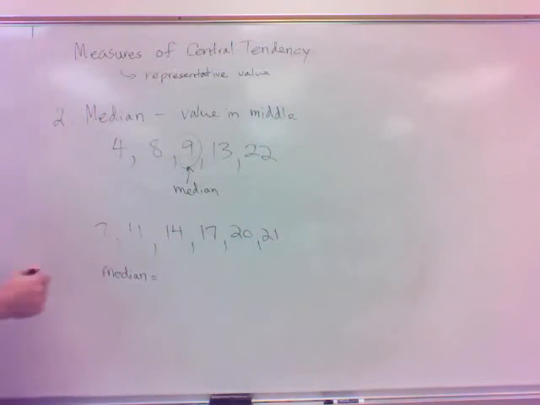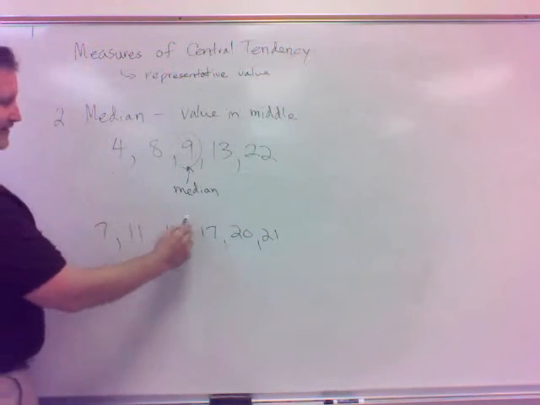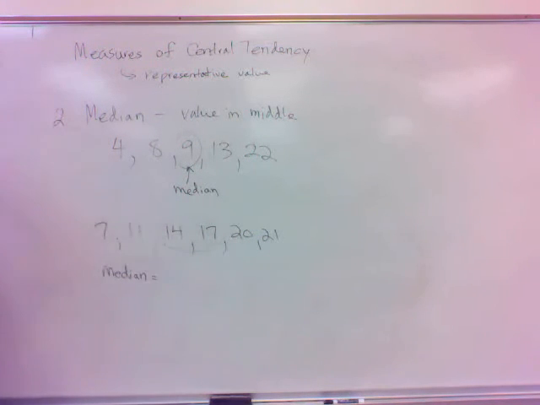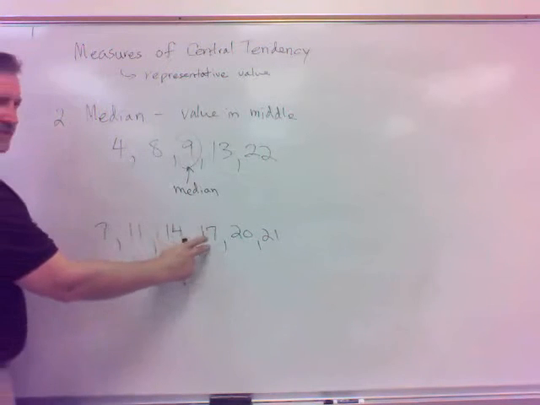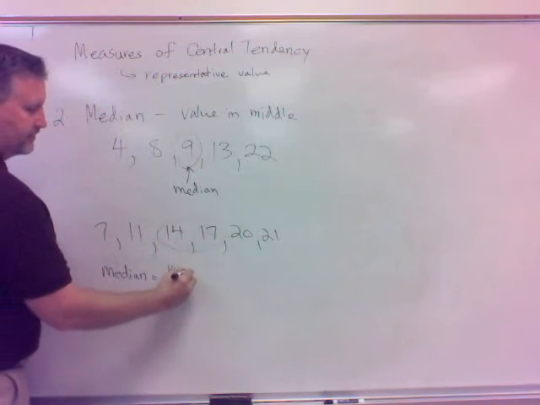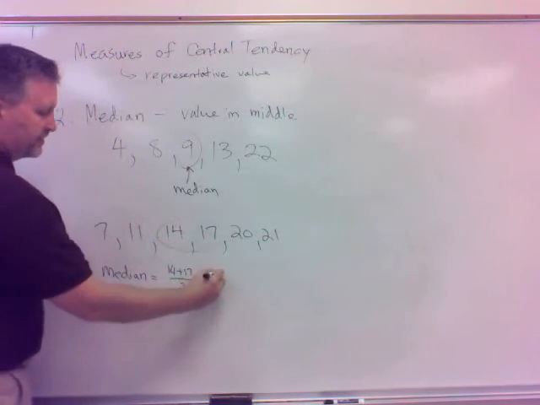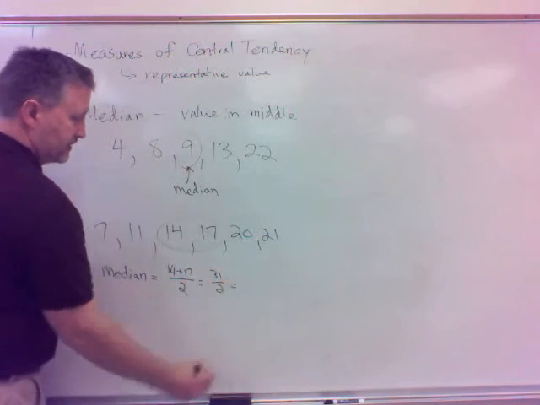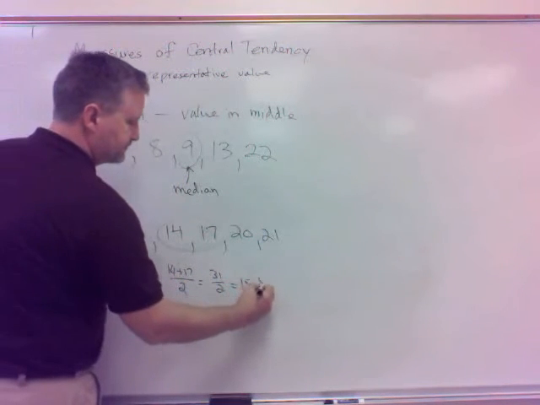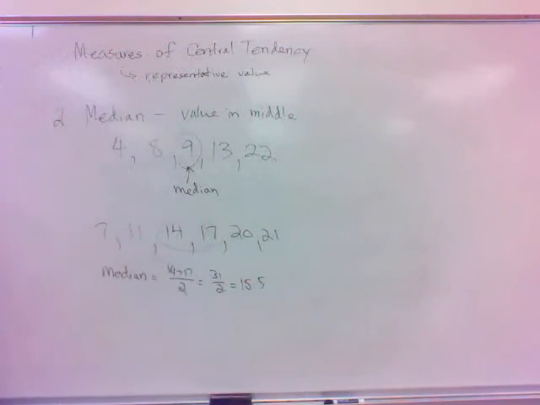So what do you do there? Yeah, you take those two and add them and divide by 2. You average the 2 in the middle. 15.5. So that would be the median of those. Okay. Now, one other thing about the median.